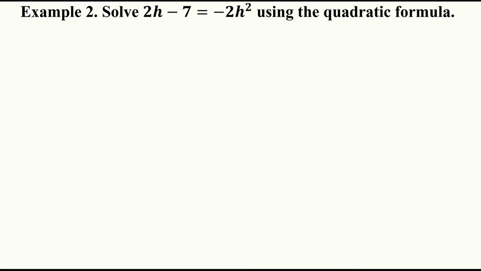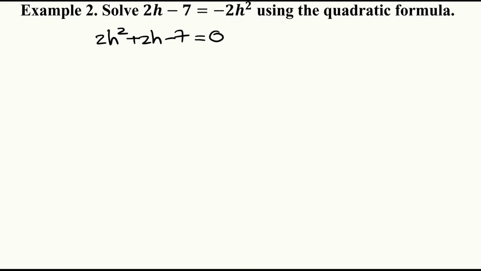Okay, so here we have another quadratic equation that we're going to solve using the quadratic formula. This time we're not in the proper format yet, so we're going to take care of that first. So we'll go ahead and move the negative 2h squared to the left side to become positive 2h squared, and we already have plus 2h minus 7 on that side, and we're going to end up with equals 0 on the other side. So now we're in the proper format.